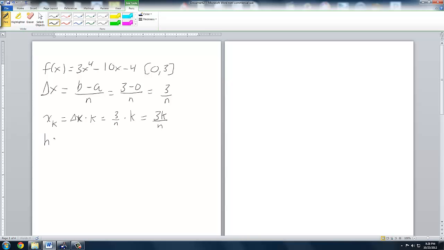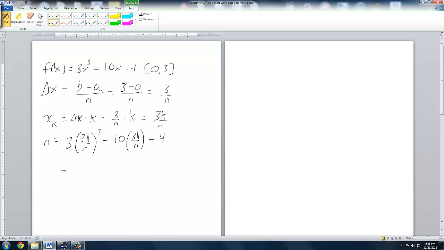The next thing we're going to do is find our height. Our height is the evaluation of the original function with x being 3k over n. So we put 3k over n in for x. By the way, that was 3x to the third, not 3x to the fourth. 3x to the third minus 10x minus 4. So h is equal to 3 times 3k over n to the third, that's 3x to the third, minus 10 times 3k over n, that's minus 10x, minus 4.